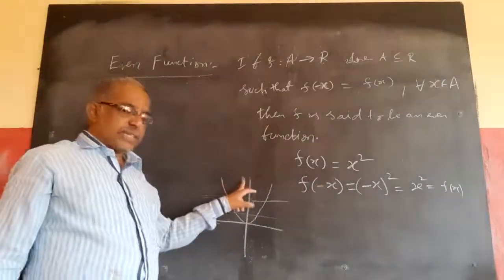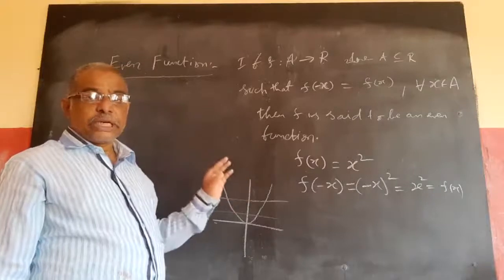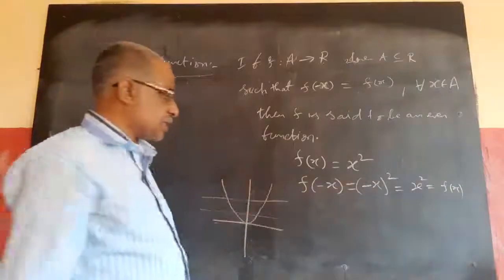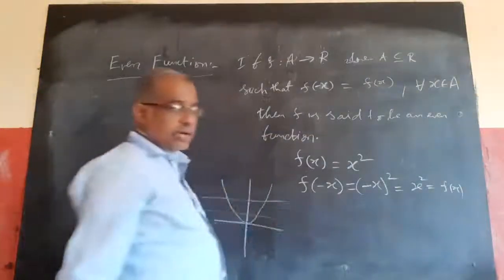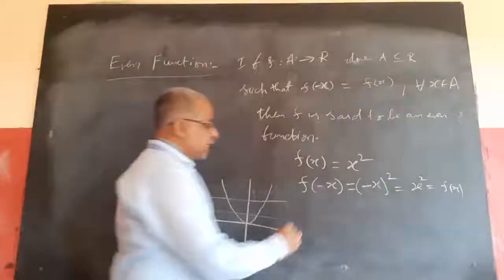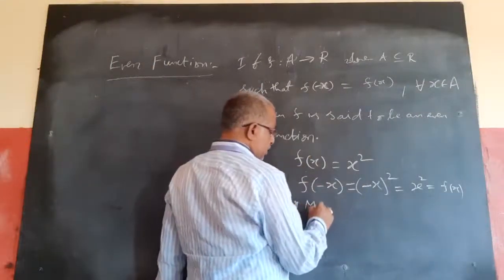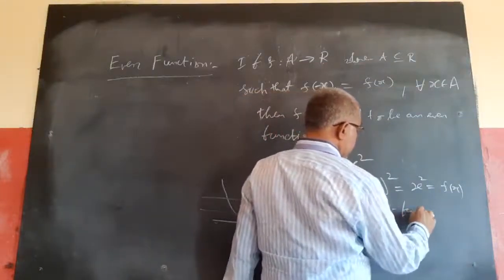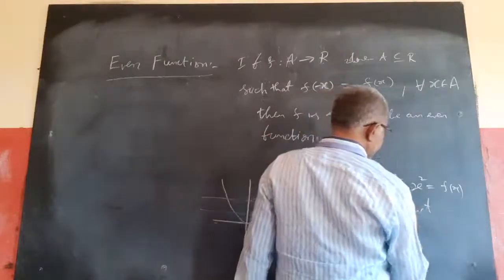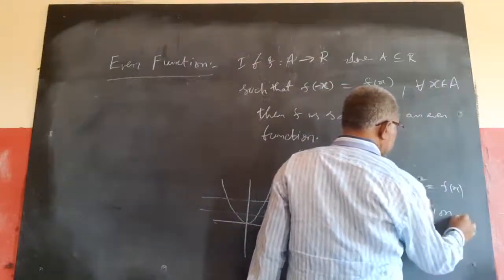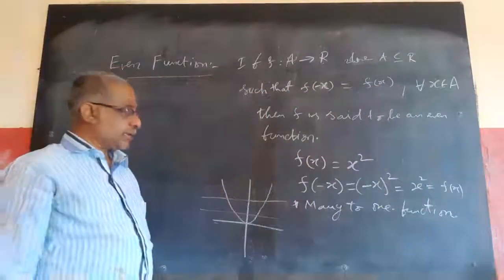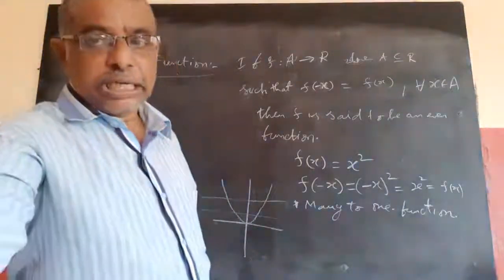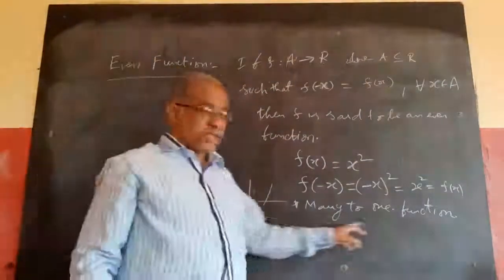So even function is always many to one function. It cannot be a one-one function. Even function can never be a one-one function. Even function should always be many to one function. Next, even function can be periodic or non-periodic.